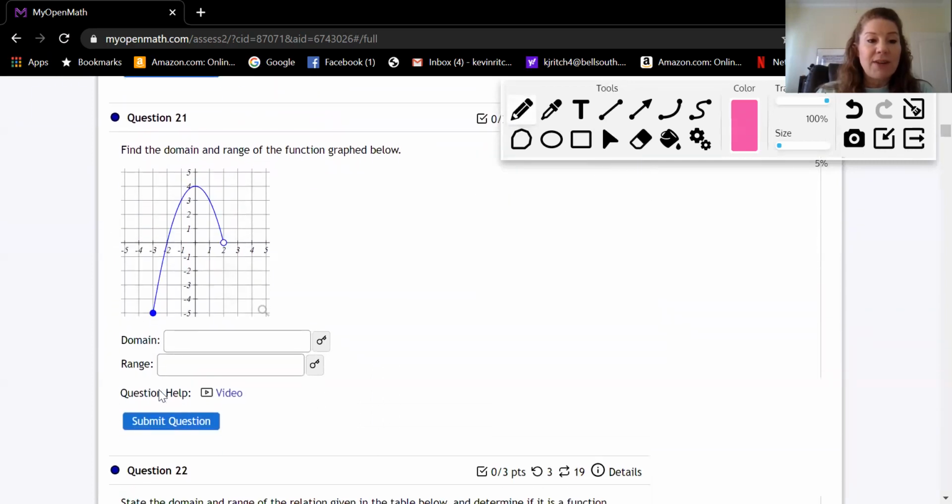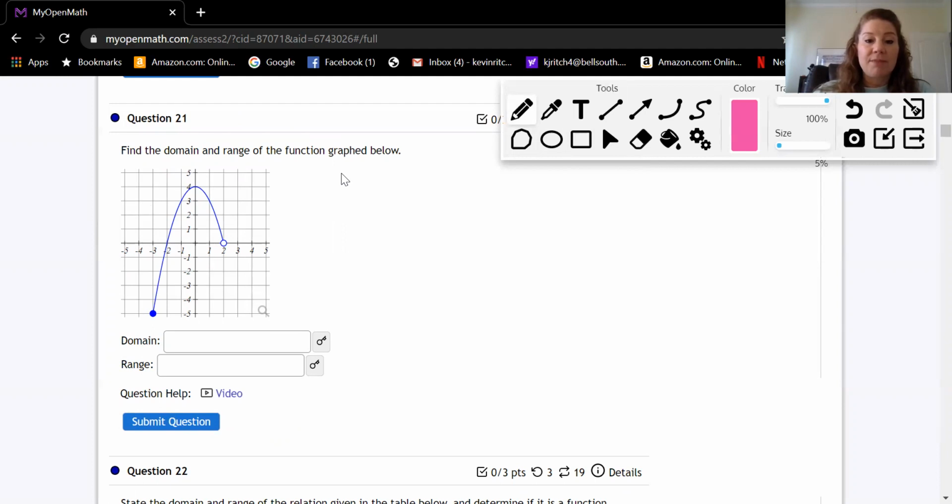Number 21, we're finding the range and the domain. So the domain are the x values from left to right. The range is from bottom to top. Always start with the lowest number first. So if I made a rectangle around this picture, how far to the left does it go? Well, it starts with a -3 and it includes a -3.